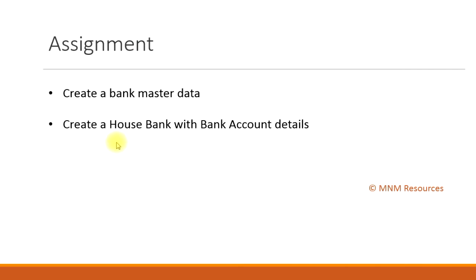Now for your assignment, create some banks. You can create a few banks in different countries. Then link that bank to your house bank, enter the bank account details and link it to a GL account. The bank master is quite simple. Creating a bank just requires the address and the bank ID information. When you create the house bank, additionally you have to give the account number assigned to the GL account, and that will be your house bank.